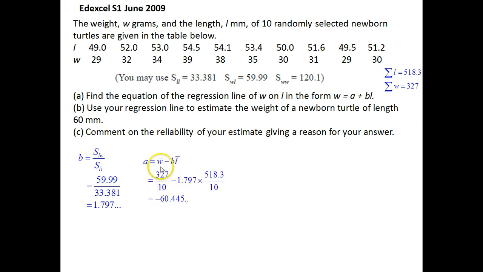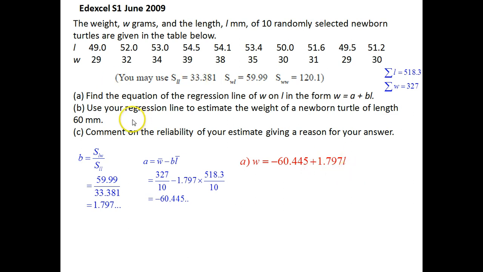Therefore for A we need W bar minus B times L bar. So our W bar is our Y, so 327 divided by 10, minus our B multiplied by our L bar, which is 518.3 divided by 10, which gives us minus 60.445. Therefore, our estimate of the least squares regression line would be minus 60.445 plus 1.797 times L.